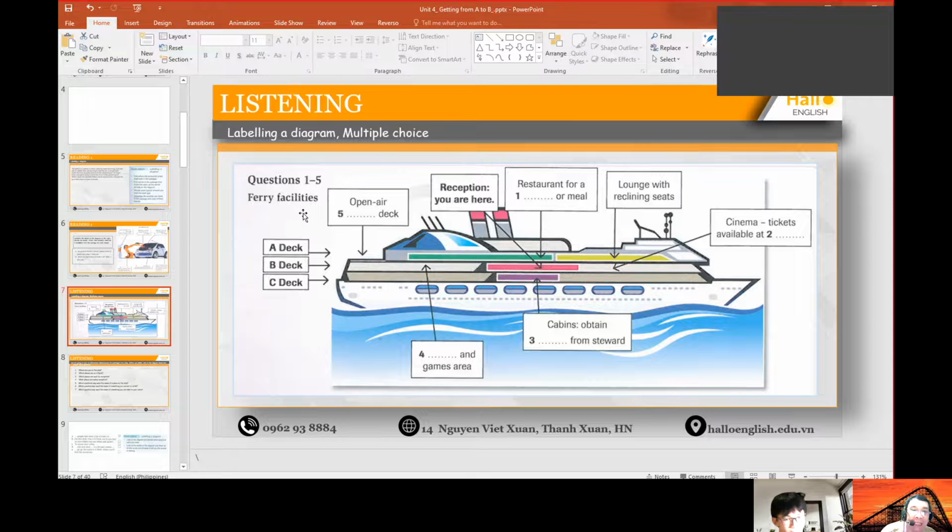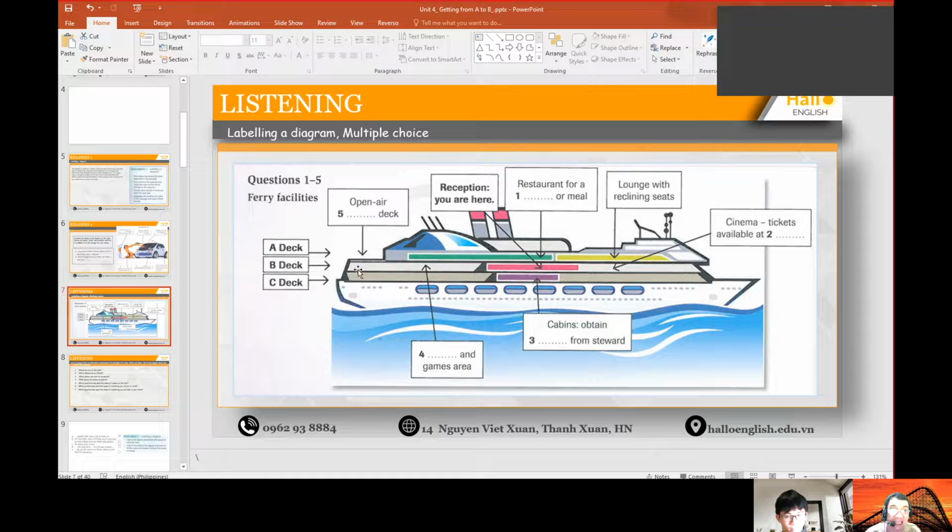Okay, so we have here, what do we call this one? It's a ferry facilities, right? In the ferry facilities, we have to remember that we have the A deck, the B deck, and we have the C deck. Number one, this one is the reception, you are here. Okay? So where can we find this?